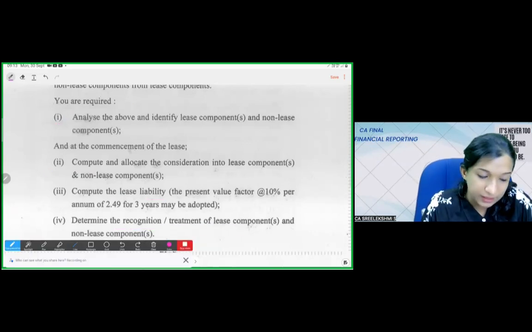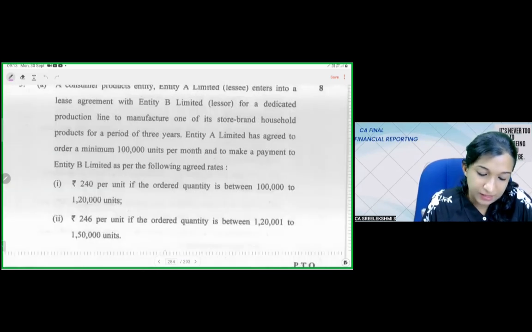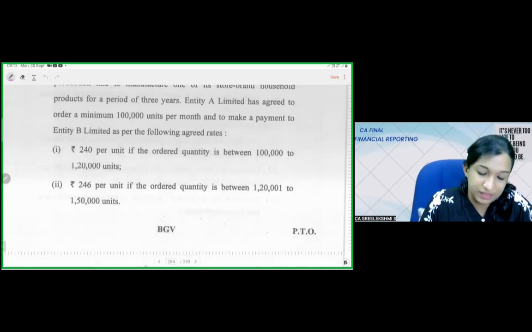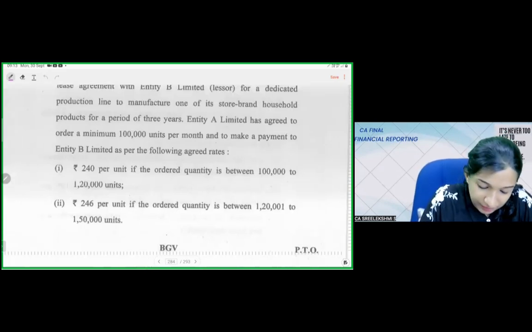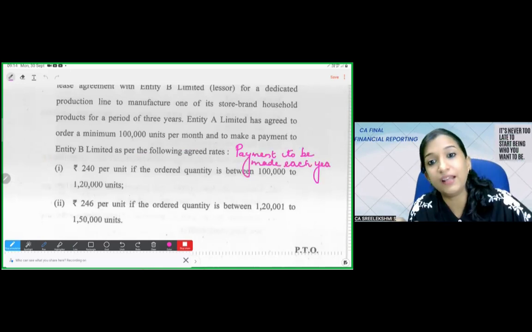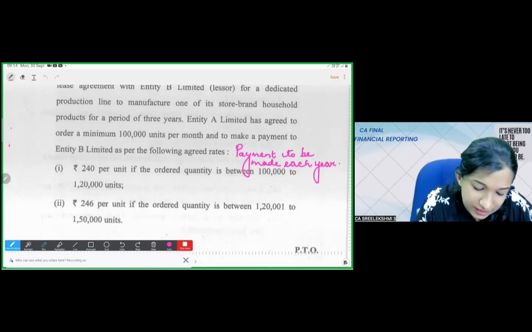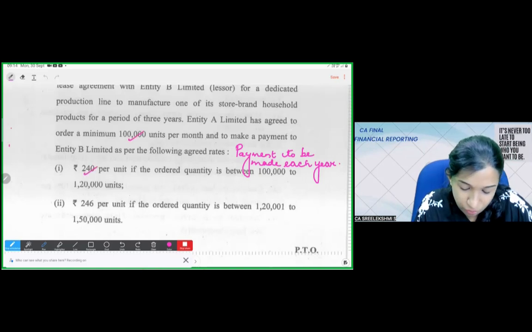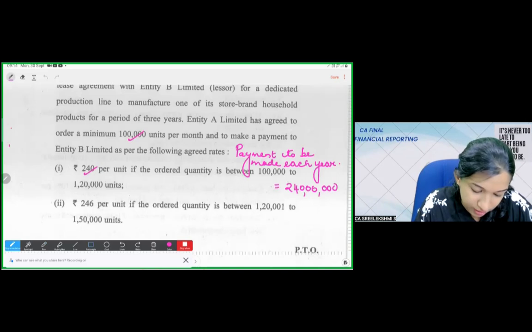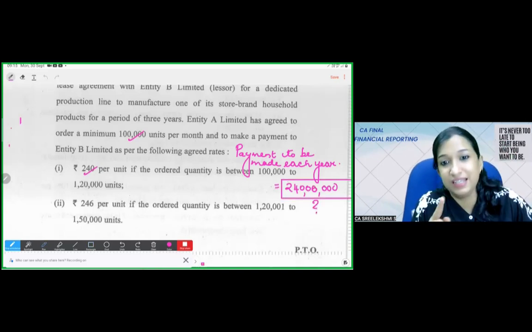So how many units are you planning to acquire? Minimum 1 lakh. Entity A Limited agreed to order a minimum of 1 lakh units. So minimum 1 lakh units means the lease payment, or payment to be made each month. We are not giving anything for the asset. For 1 lakh units, you need to give 240, which means 240 lakhs. What is the accounting of this 240 lakhs? So here we are saying this is a lease contract.